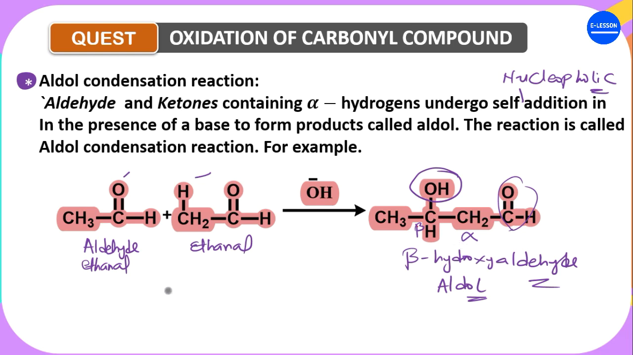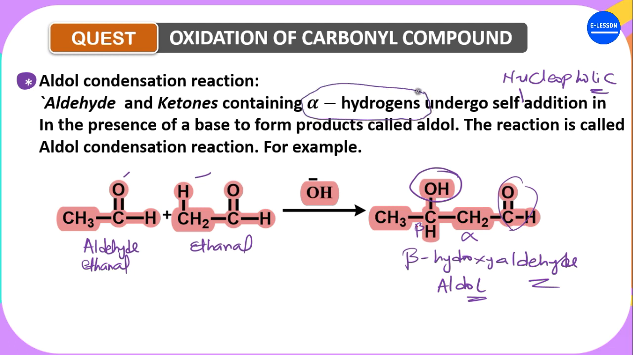Now, the reaction takes place in the presence of a base. Another thing that you need to know is in Aldol condensation reaction, like I told you earlier, the product is usually a beta hydroxy aldehyde. Now, how about if it were ketones that reacted together? The product will be a beta hydroxy ketone. And the aldehyde or the ketone that reacts must have alpha hydrogen.